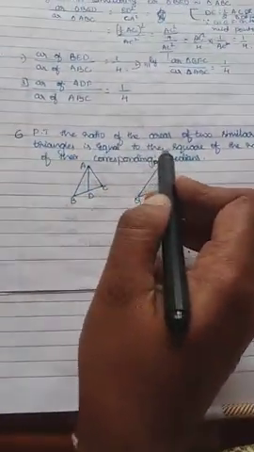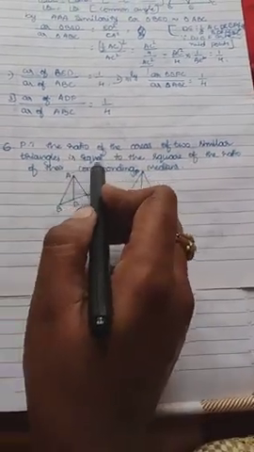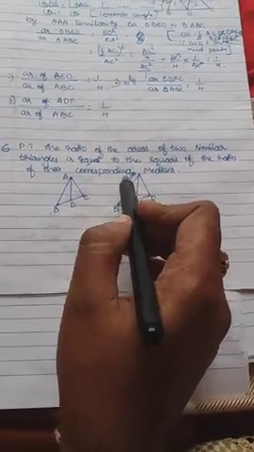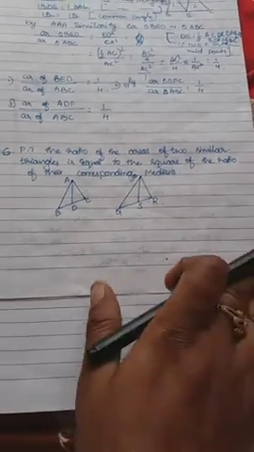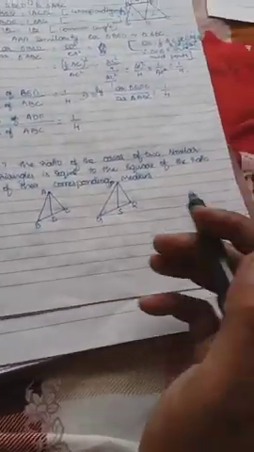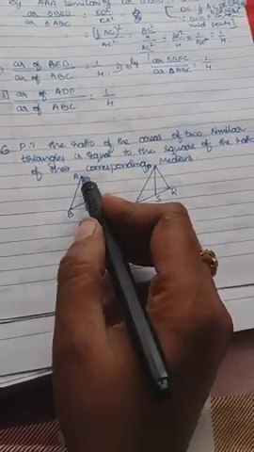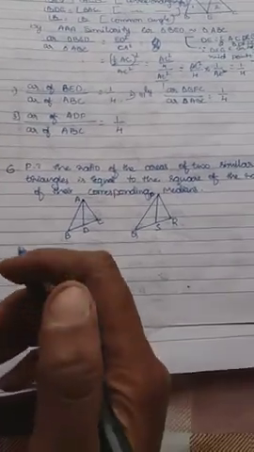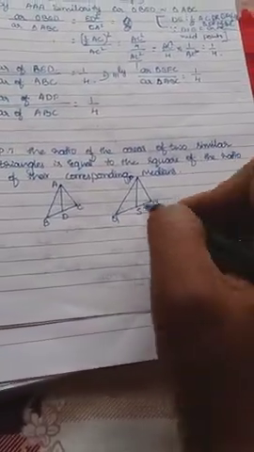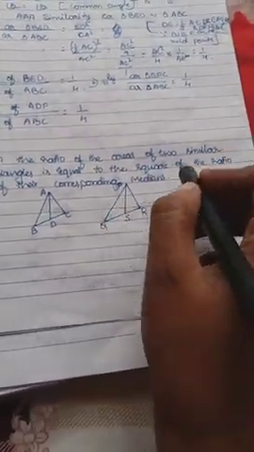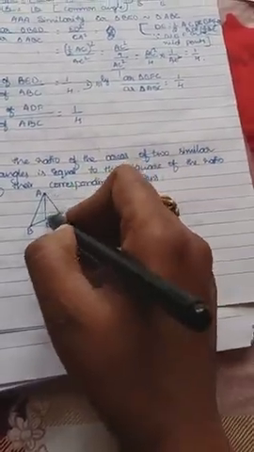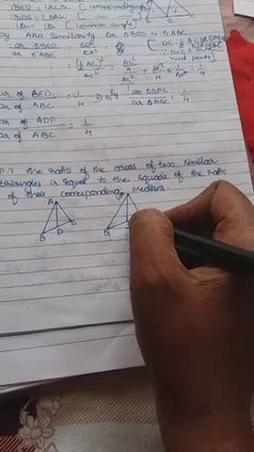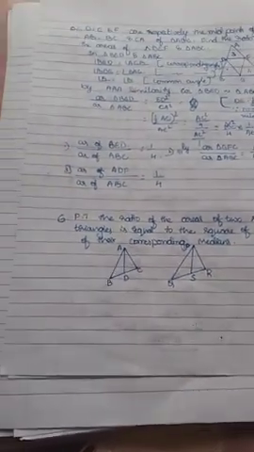Prove that the ratio of the areas of two similar triangles is equal to the square of the ratio of their corresponding medians. This is what we want to prove: the ratio of the areas of two similar triangles is equal to the square of the ratio of their corresponding medians, in the sense that here it is AD square divided by PS square. That is what we want to prove.